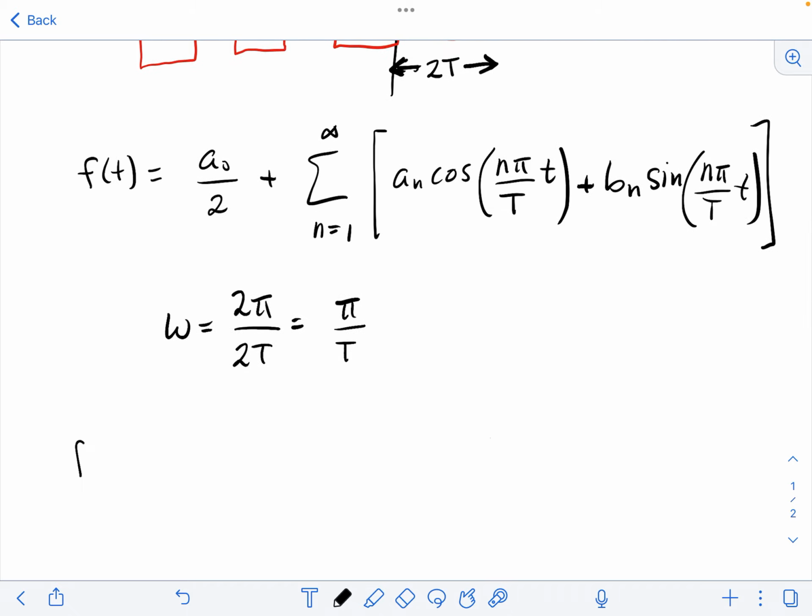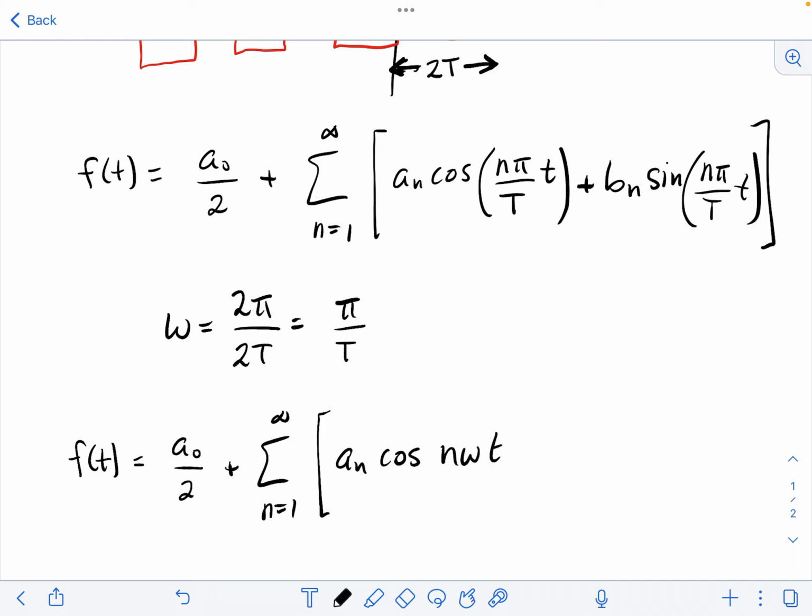If we do that, our periodic function of time is equal to a0 over 2 plus the sum from n equals 1 to infinity of an times cos of n, and then we have pi over capital T, so that's omega, and then we have time t, and then the same thing for the sinusoidal terms with coefficient bn. So n omega t. Expressed in this way, you can see that the cosine and sine terms are summed over higher and higher frequencies. As n increases, so does the frequency n times omega.